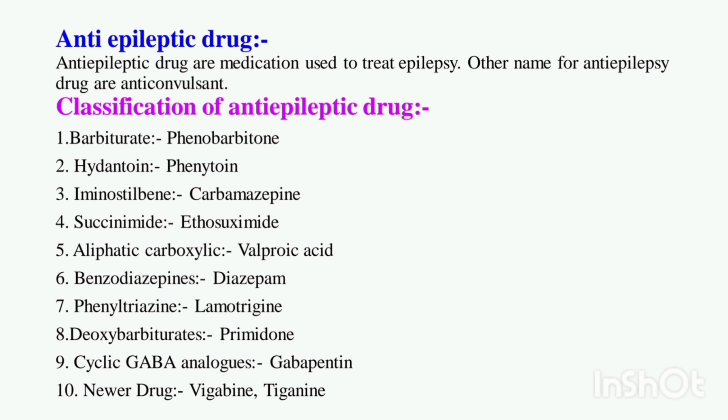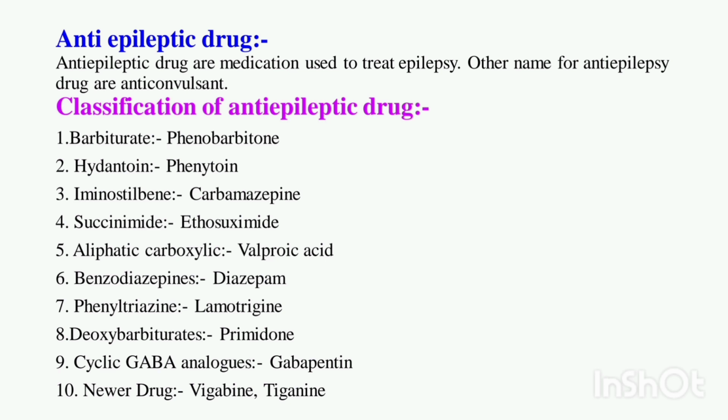Classification of anti-epileptic drugs. These are the following classes of anti-epileptic drugs. First one is barbiturate, example phenobarbital. Second one is hydantoin, example phenytoin. Third one is iminostilbene, example carbamazepine. Fourth one is succinimide, example ethosuximide. Fifth one is aliphatic carboxylic acid, example valproic acid.